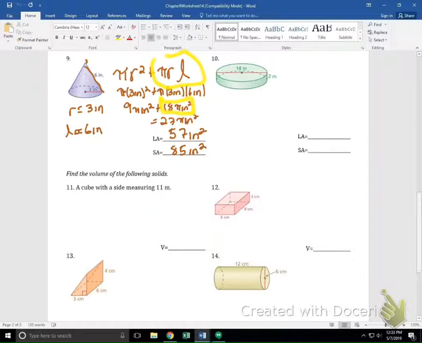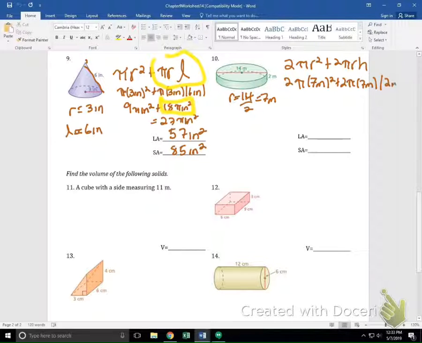Your next one is a cylinder. Your cylinder formula for surface area is 2 pi r squared plus 2 pi r h. Your radius in this is half that diameter, so instead of 14, we're going to divide the 14 by 2, which gives you 7 meters. So you have 2 pi times 7 meters squared plus 2 pi times 7 meters times my height of 2 meters.